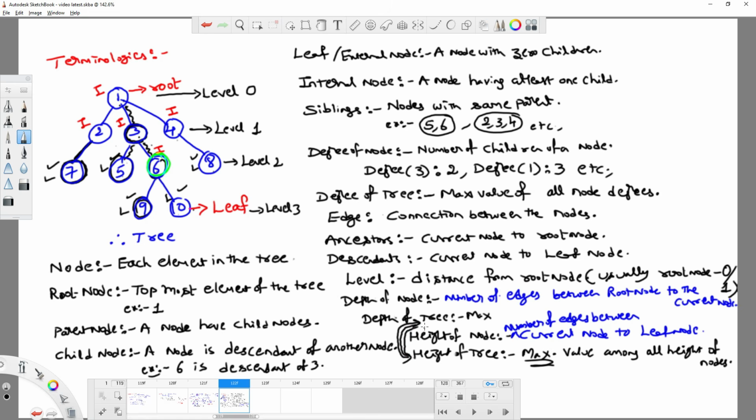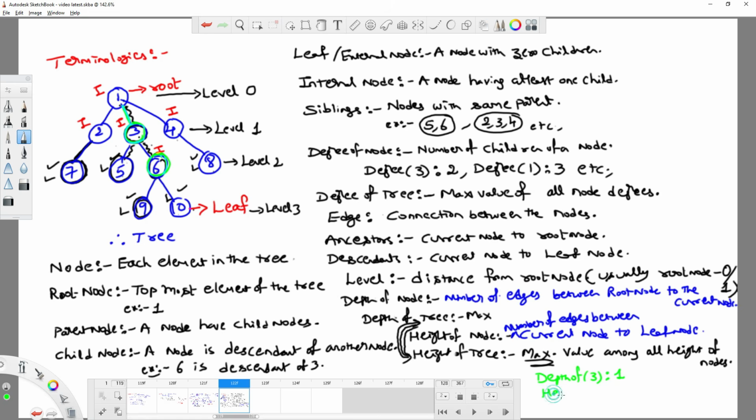But the depth of a node and the height of a node are different. For example, take this particular example here. What is the depth of 3? The depth of 3 is 1. Why? You have to find the number of edges from the root node 1 to 3. Only 1. So I can write here that the depth of 3 is 1.